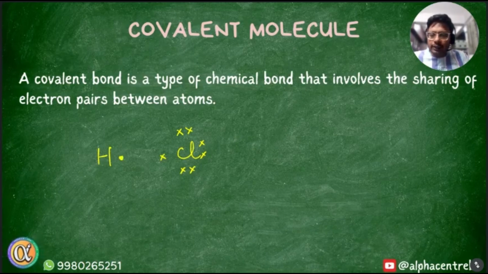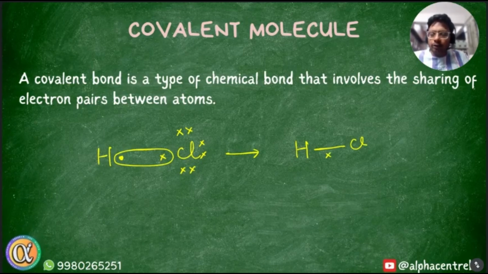Now they share these electrons. Hydrogen shares one electron with one chlorine, and this way they form a bond. Does hydrogen have any extra electron after formation of the bond? No. But chlorine has 6 personal electrons, which it is not sharing, from the outermost shell.